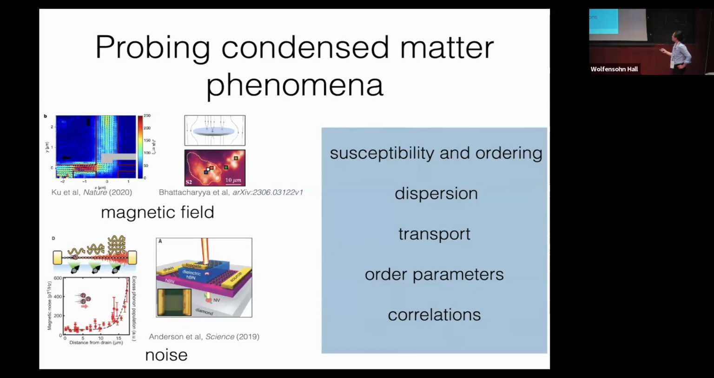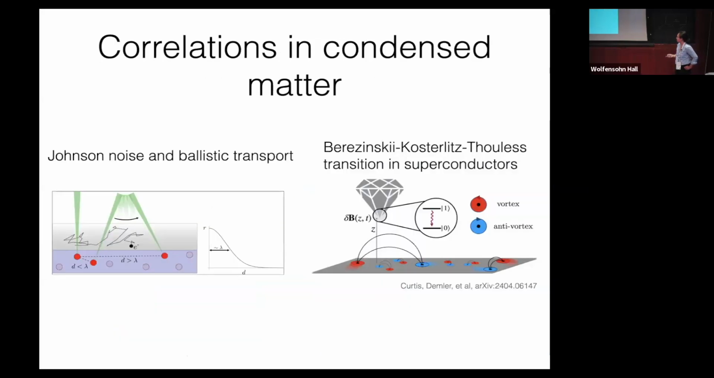So what we became interested in was, all right, condensed matter theorists do not sit around calculating what magnetic field you get at some offset distance away from the material. What they do is they sit down and think about susceptibility, dispersion, transport. They really like order parameters, and they really love correlation functions. So one question was, can we develop a sensing modality that more directly connects to some of these parameters of interest so that we can directly compare to theory?